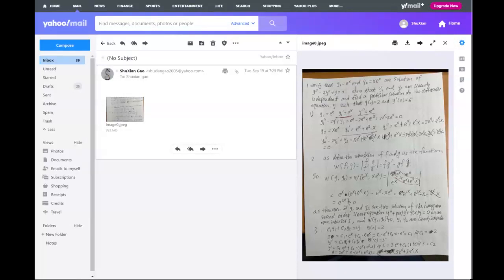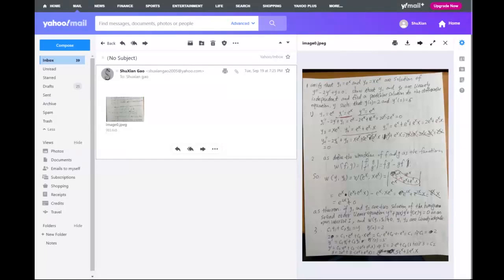The question I chose is 7.1. The question is to verify that y1 equals e to the x and y2 equals x times e to the x are solutions of the equation y double prime minus 2y prime plus y equals 0. Then show that y1 and y2 are linearly independent, and find the particular solution to the differential equation such that y of 0, the initial value, equals 2, and y prime of 0 equals 5. So there are 3 questions.